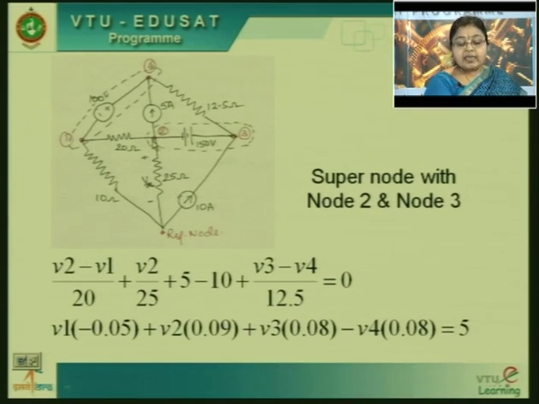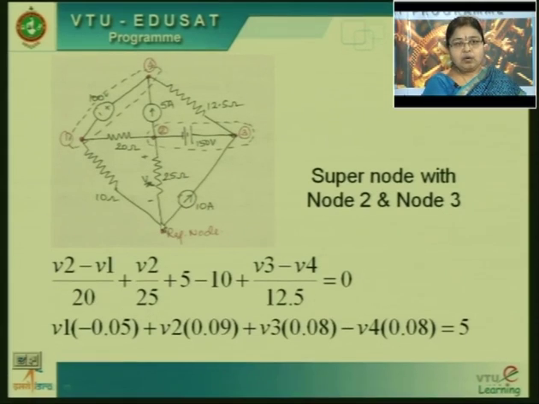Now I am writing the equation, the super node equation formed with node 2 and node 3. So my assumption will be node 2 voltage V2 is greater than V1, and V2 is greater than V4. So current will flow from node 2 to node 1 through the 20 ohm resistor. That is what I have shown as V2 minus V1 by 20. Now next one is current flowing from node 2 to the reference node through 25 ohms. So that is V2 by 25.